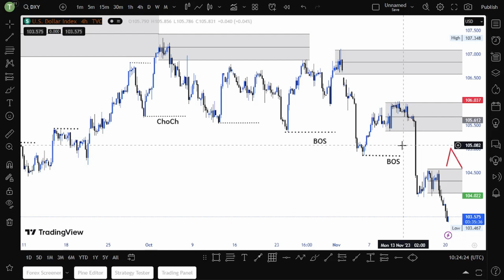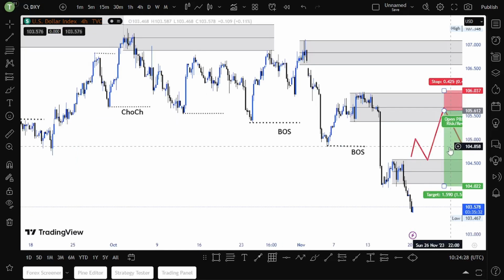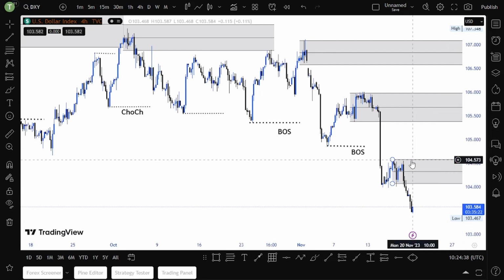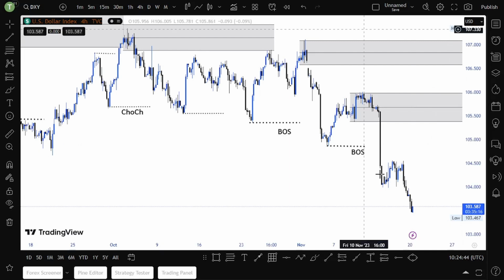We already have a break of structure there. Let me just quickly clean the charts. As you can see now, we have a break of structure already to the downside, and we are currently in a pullback. So what would you have done?